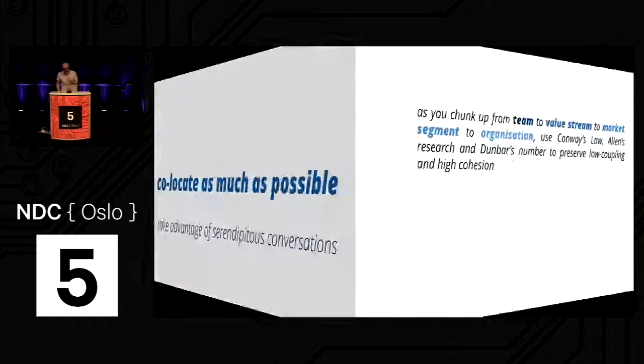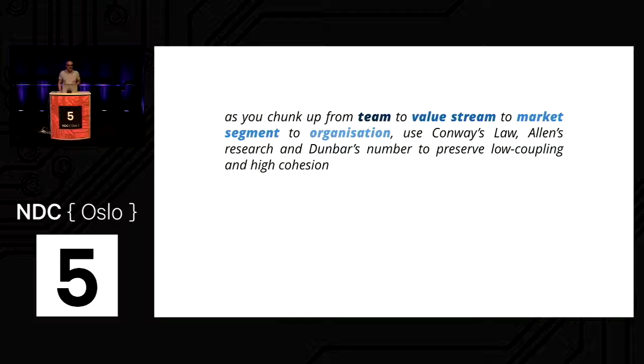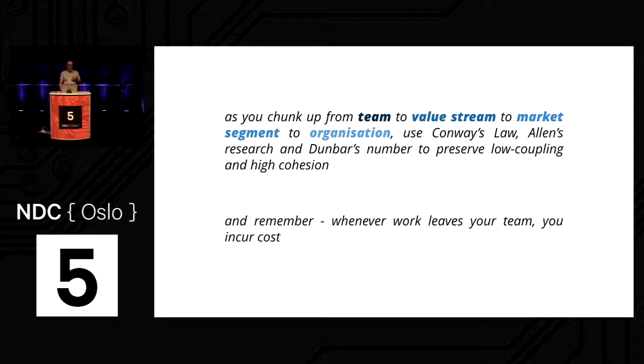So, this is my thesis. As you chunk up from this team to value stream to market segments to your organization, you've got Conway's law to help, Allen's research about distance from people and communication, and then Dunbar's number in terms of organizational units. And these things will help you preserve low coupling and high cohesion of your teams and therefore the software those teams are building, because they are isomorphic with one another. And also remember, whenever work leaves your team, you incur cost.